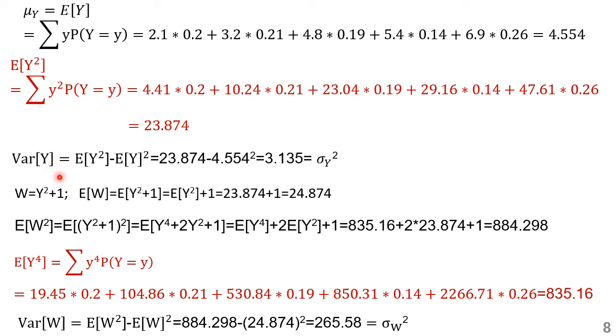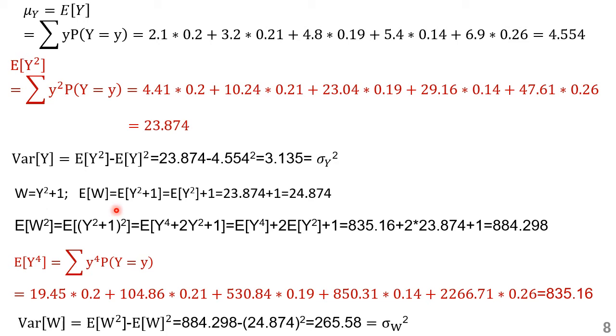Variance of y is given by E of y square minus E of y the whole square. That is 23.874 minus 4.554 whole square. That gives you 3.135, which is equal to standard deviation whole square. So standard deviation can be computed by taking the square root of 3.135.